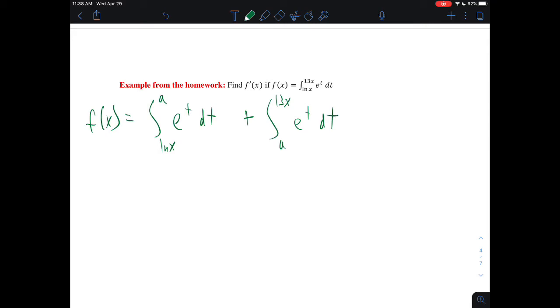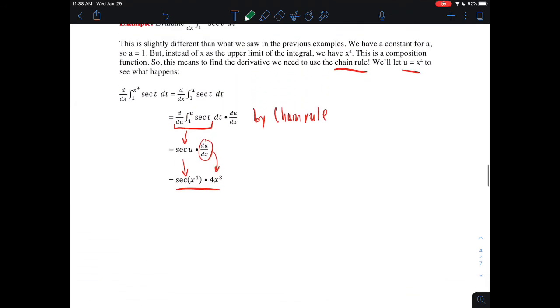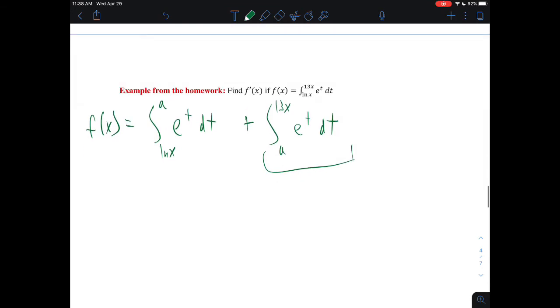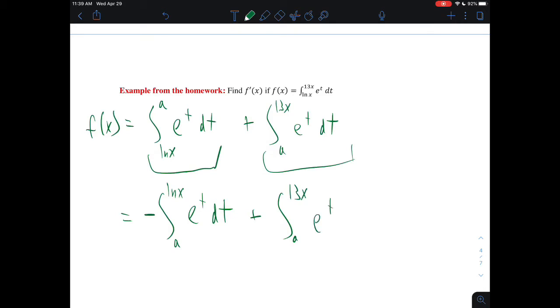So if you take a look at the second integral, this one, you can see this is very similar to the one that we just looked at. I've got an integral from a constant to a function. I'm going to have to use the chain rule for that. The first one, though, doesn't quite look the same, but I can switch the limits of integration as long as I use another property of integrals that we saw from the previous section. If I switch the limits of integration, remember that means I have to multiply by a negative to get the opposite. So I'm going to rewrite my function like this. Now let's take the derivative.